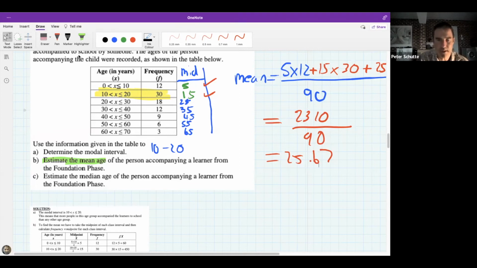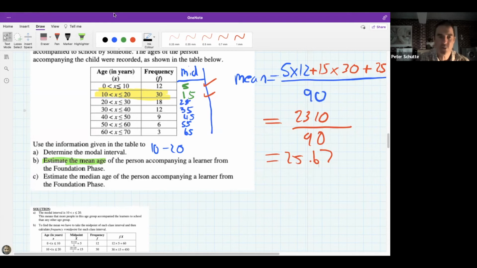Thumbs up if you feel good about estimated mean. Thumbs down if you still feel a bit rubbish about it. And then while we're doing that vote, I want you guys to try and find the median or in this case, it says median age, but I'm going to ask you for the median interval. What is the median interval for this data set?